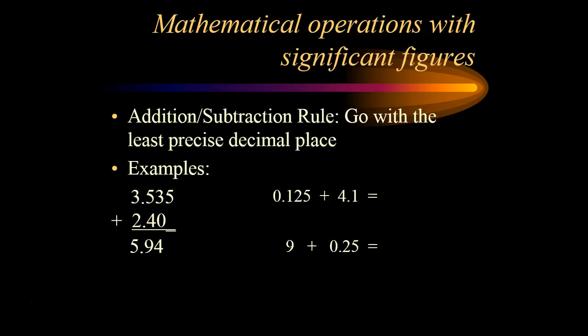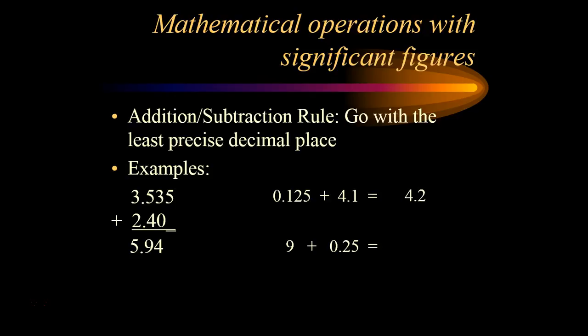Going on to the next one, we're doing another addition problem. We've got 0.125, and we're adding it to 4.1. This one we know to the thousandths place, this one we know to the tenths place, so our answer needs to be rounded to the tenths place. You add it together, you get 4.225. But we're going to round that to 4.2 because it needs to only go out to the tenths place.